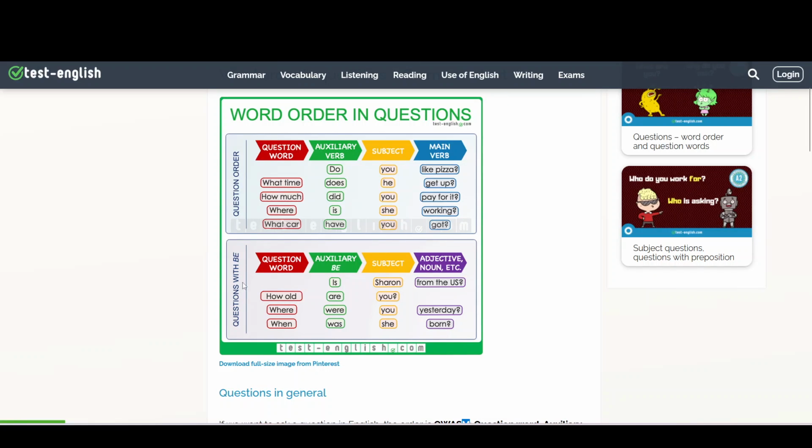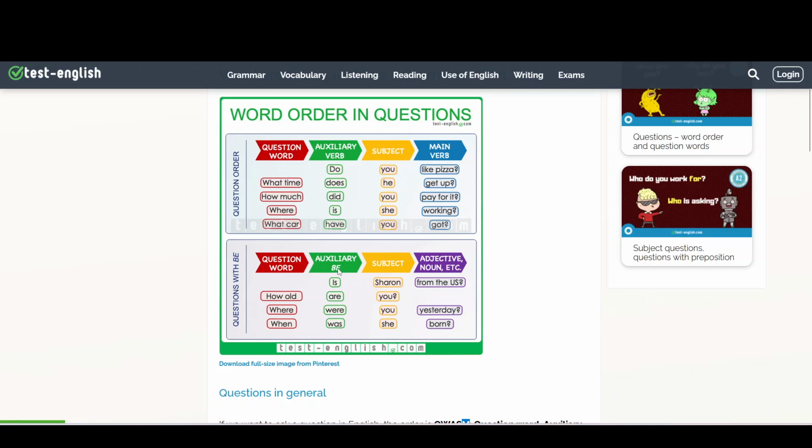And here we have questions with be. So the first question is a yes-no question. Is Sharon from the US? So no question word. Then we have the same order: question word, auxiliary, subject. But here we don't have a main verb.